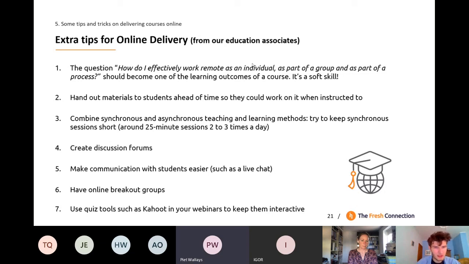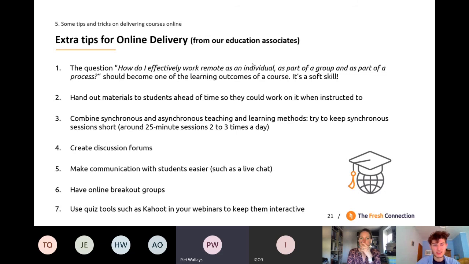Create discussion forums, we touched upon that. Make communication with students as easy as possible, such as using live chats. Just a WhatsApp chat can already help a lot, where students have more ease to approach you or approach their colleagues, their peers, because sometimes students can answer questions to each other. Have online breakout groups. I mentioned Zoom, so that's a nice tool to do this.